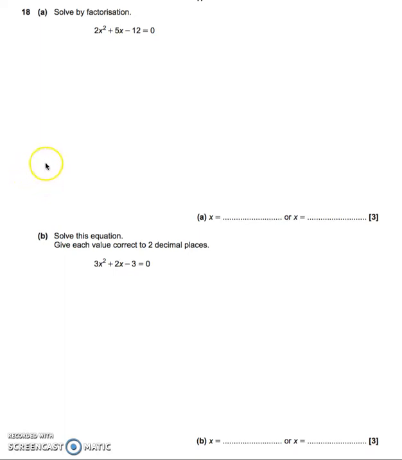Question 18a asks us to solve by factorization. Now what that means is we need to get some brackets into this expression here. This expression is a quadratic expression in the form of ax squared plus bx plus or minus c, in this case minus c, and that's been made equal to 0 so we can actually solve it.